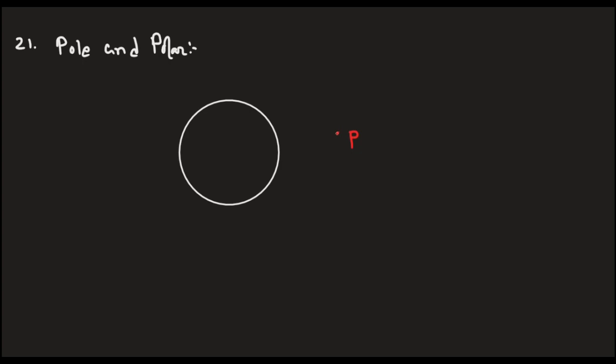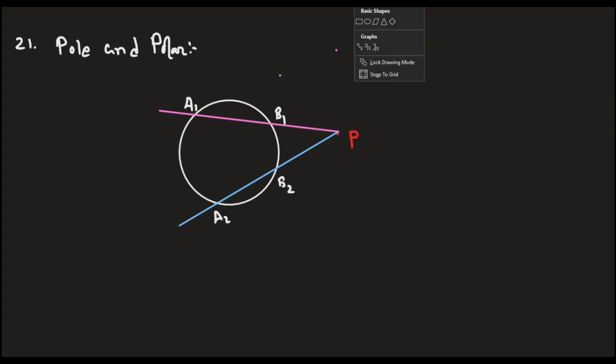Okay? And through the point P I can draw any line which intersects the circle. Any line through the point P intersects the circle at two points, like this one. Suppose they intersect at a1 b1, and here they intersect at a2 b2. Okay? So now our target is to draw the tangents at the points a1 and b1.